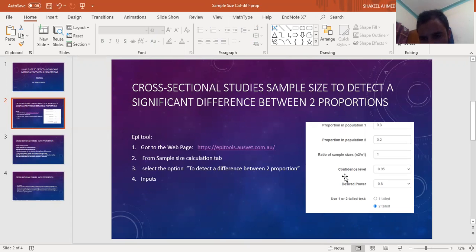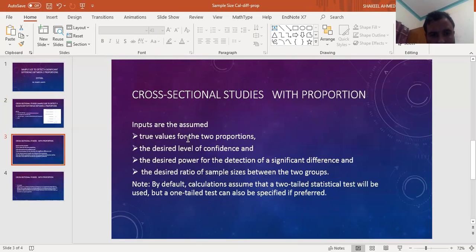If we conduct a low power study, it will not be able to detect a true difference in two population proportions. So for detecting a smaller difference in two proportions, we need to take a higher value of power, and the higher value of power consequently gives the larger sample size required for our study. So the inputs are described as true values for the two proportions P1 and P2. We need to estimate these two proportions from a pilot survey or from previous research related to the same topic, same setting or same population.